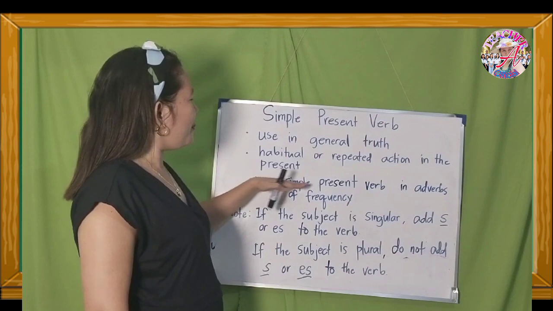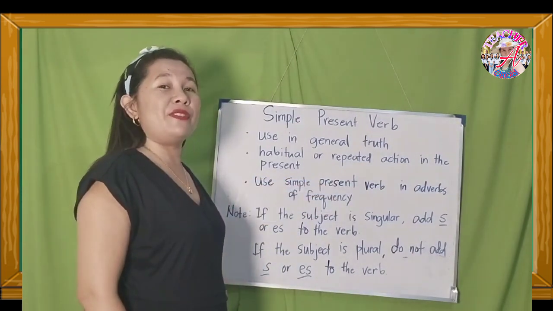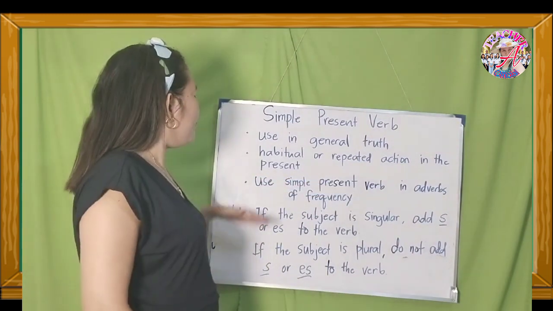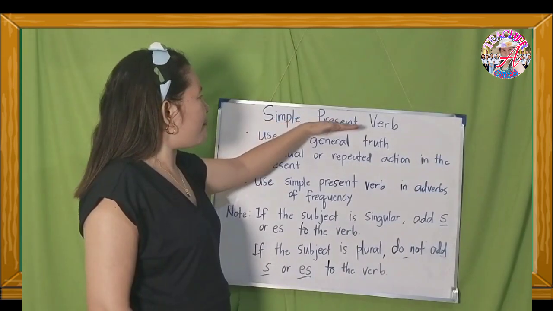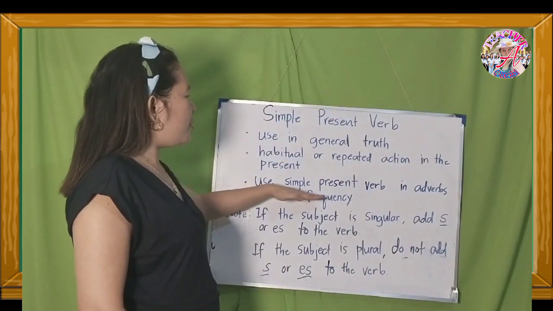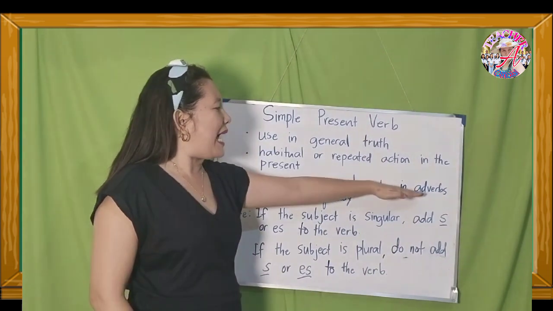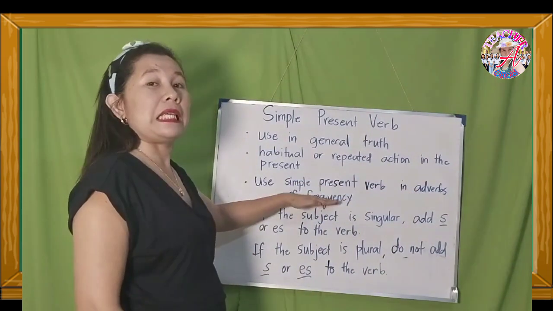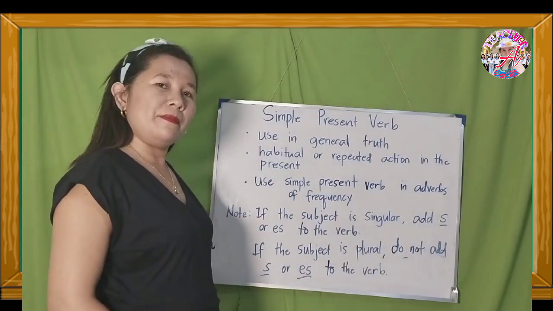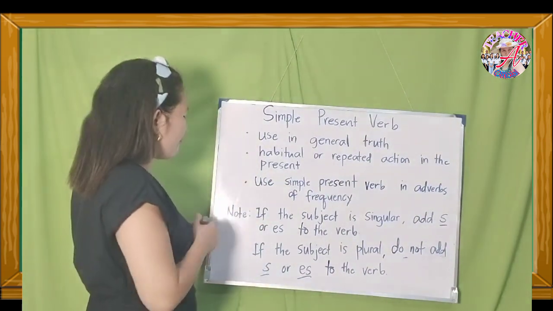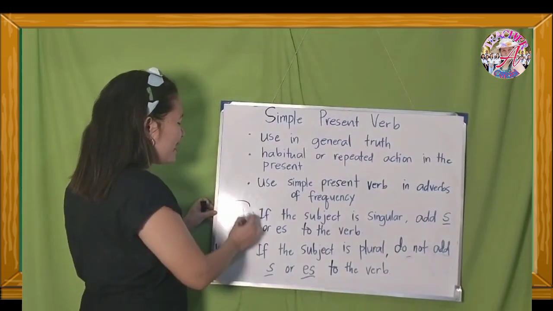Next, we use simple present verb with adverbs of frequency. As I mentioned, we are going to use simple present verb if we talk about or use adverbs of frequency. Now, this is a very important rule in using the simple present verb. We have to know this one.